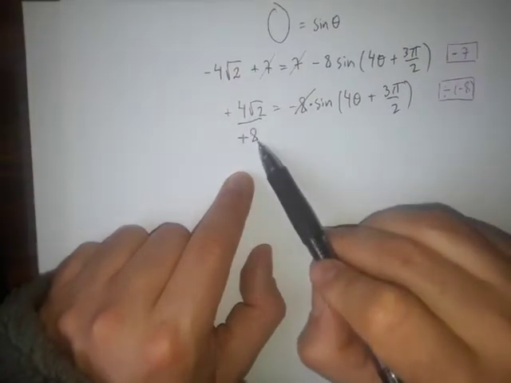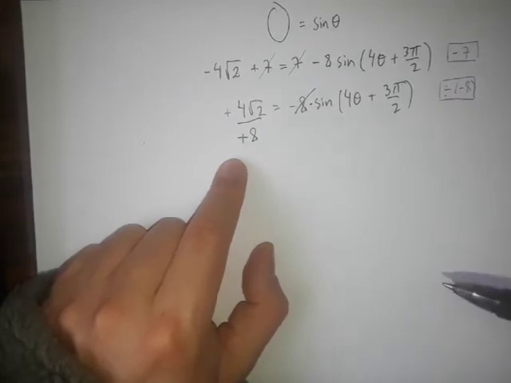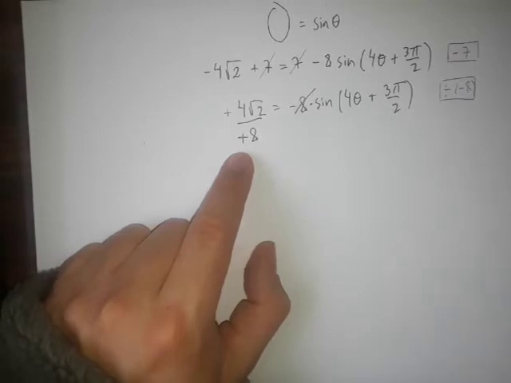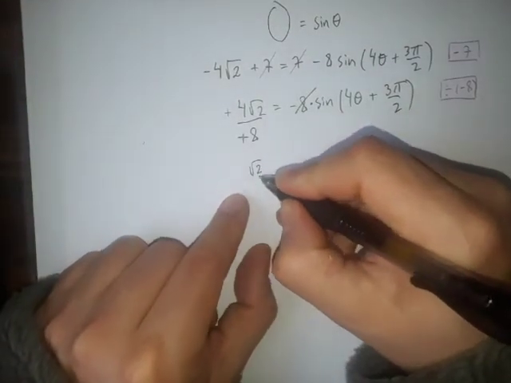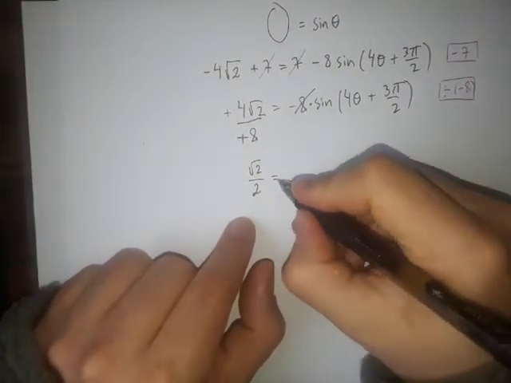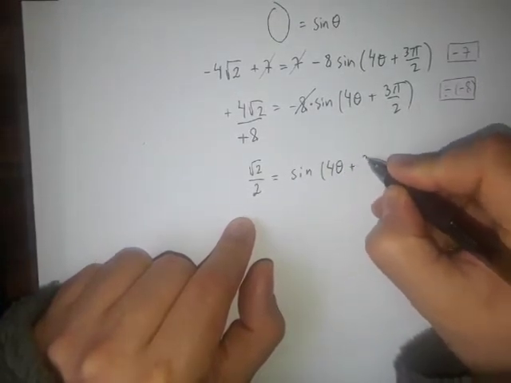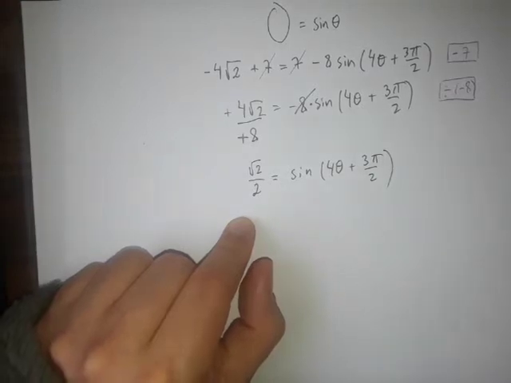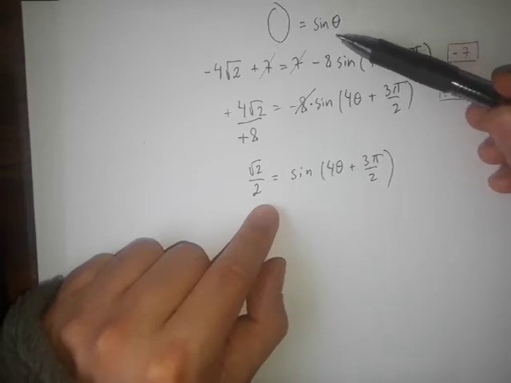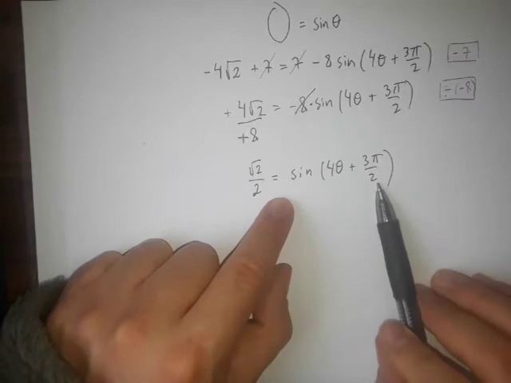So 4 over 8, be careful with that, because a lot of people say 4 over 8 is 2. No. 8 over 4 would be 2, but 4 over 8 is 1/2. Okay, so we have square root of 2 over 2, that's what we have left from this, equals sine of 4 theta plus 3 pi over 2, right? Now, this is not exactly like that, because theta is not alone, but at least the sine is by itself, okay?